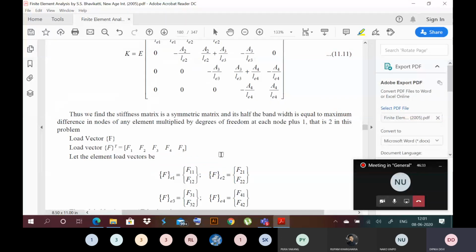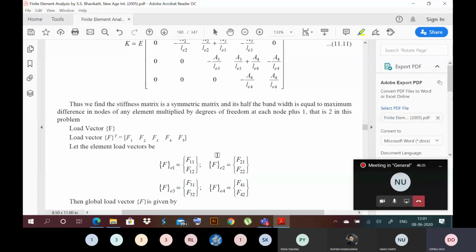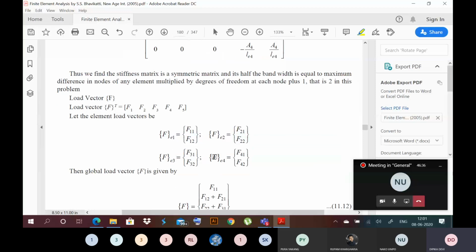Next we have to find out the global force vector. For the global force vector, we have the contribution of the body force and surface traction for each and every element. Then you have to assemble them. We have a total of 4 elements, so there is an element load vector for each and every element. This is for element 1, F11, F12. This is for element 2, F21, F22. This is for element 3, F31, F32. This is for element 4, F41, F42.